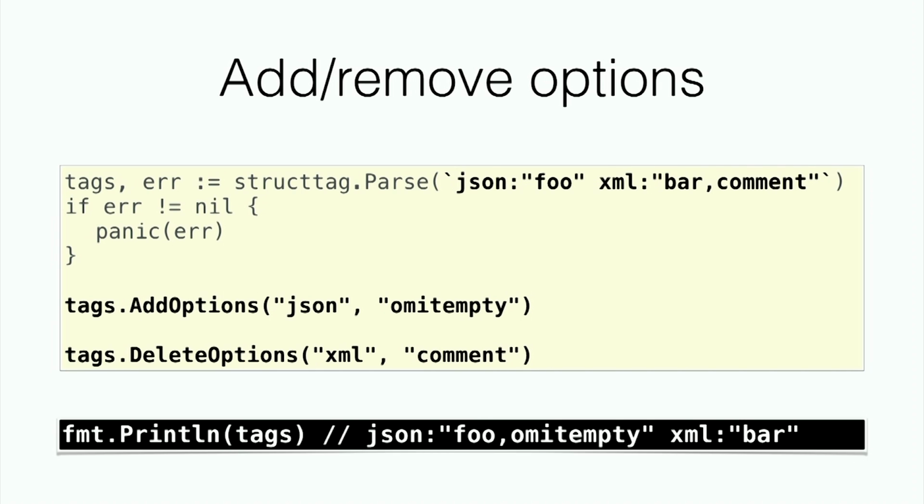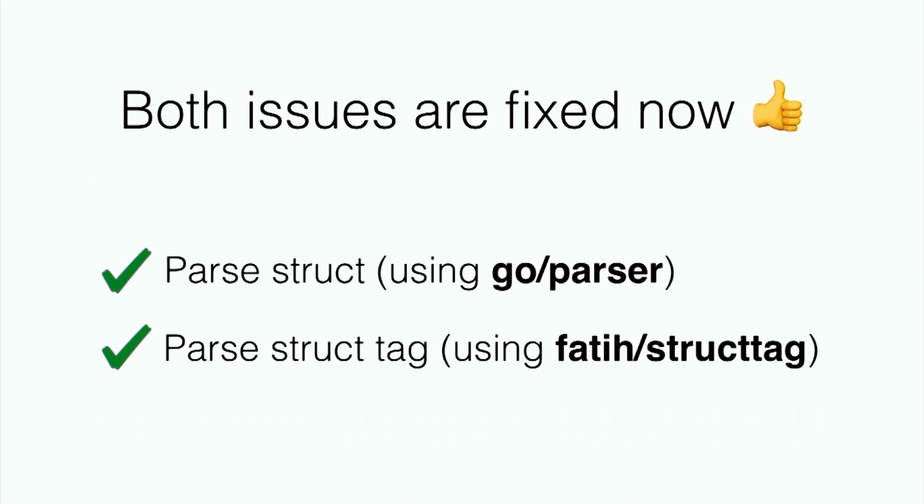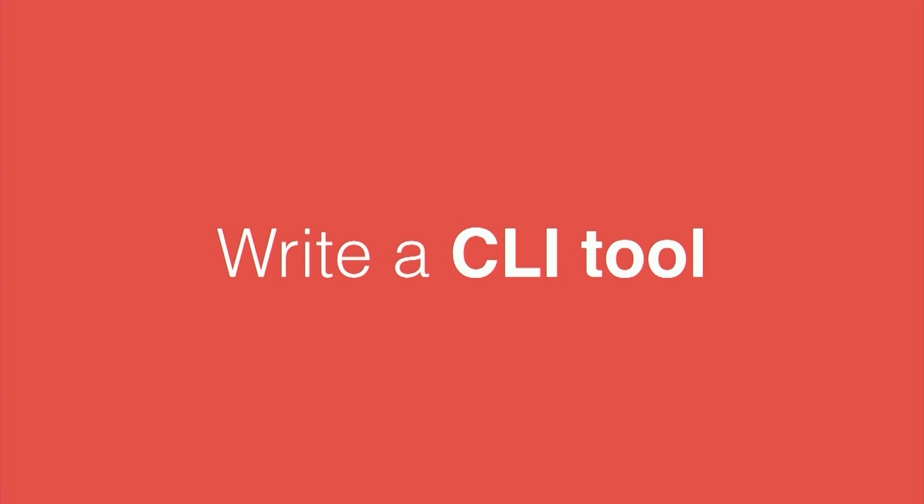Here, for example, the JSON key pair has the value foo, but it doesn't have any options. So I add omitempty to it. And I also can delete options, and from the XML key pair, I remove the comment. And when I print it, it just prints as it is in the modified version. So by using the Go parser and this new structtag package, we could fix both of these problems, which is really nice. So now that we have these correct tools, let's go and start implementing the CLI itself.